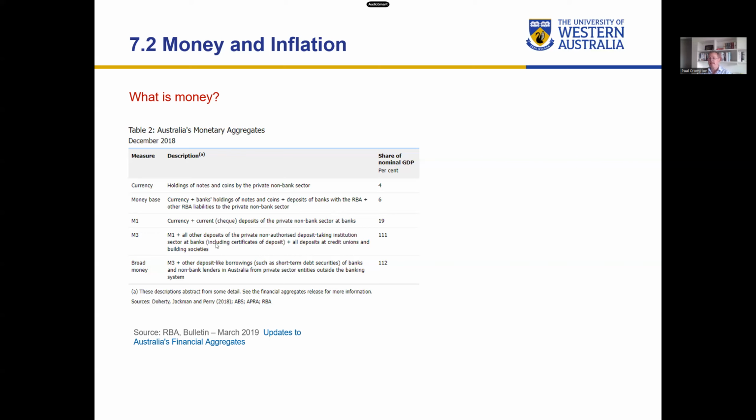Okay, so we know what money is. It's currency in circulation plus all bank account deposits. And that stock of money that exists in the Australian economy at any point in time, that is the currency and bank account deposits, that is potential spending power. That's why we're interested in monitoring how the money supply changes over time.